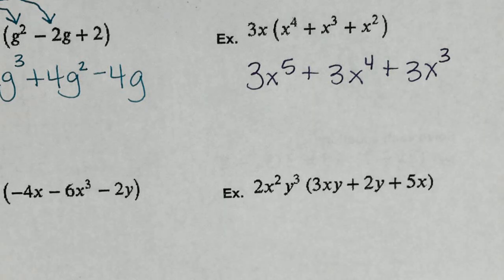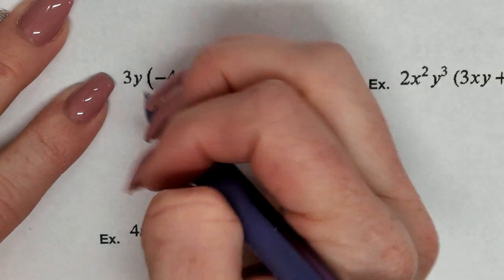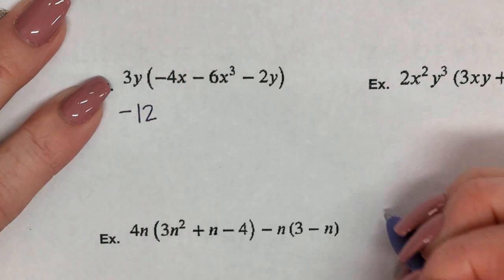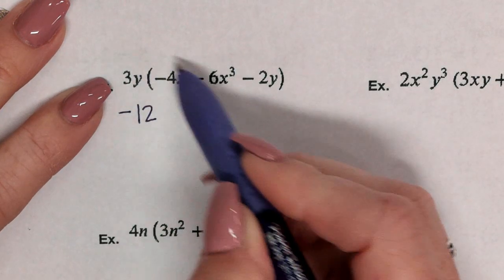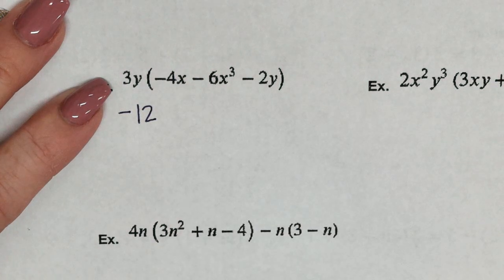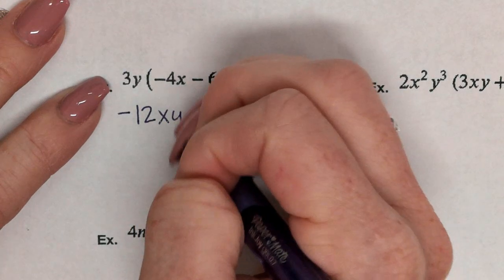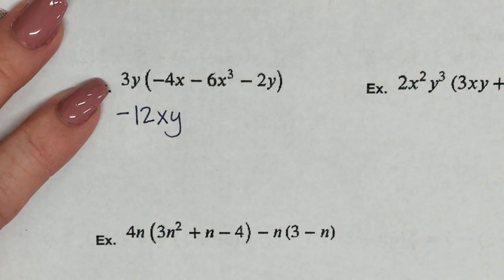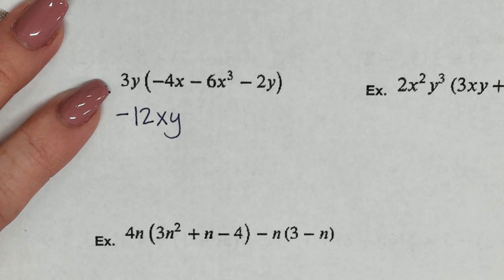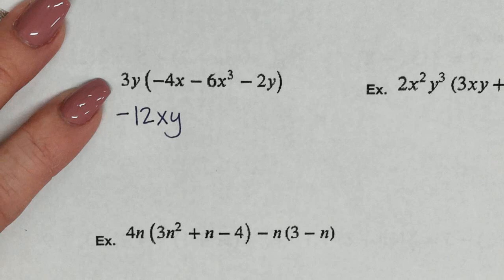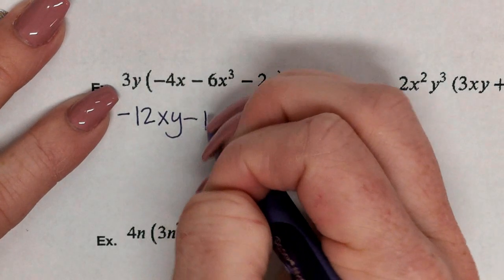Are we okay? Good? All right, let's move to the next one. What is 3 times negative 4? Negative 12. And now, y can't be combined with anything and neither can x. So which one of those would I write first alphabetically? X and then y. So you do it alphabetically, yes. Now, if you don't, I would still count it correct because it's the same value, but it's the correct way to do it, okay? All right, 3 times negative 6 is minus 18.